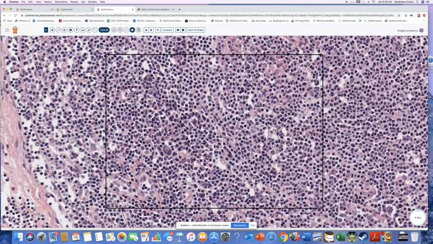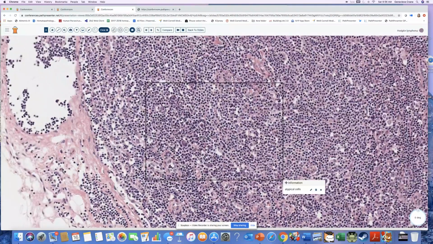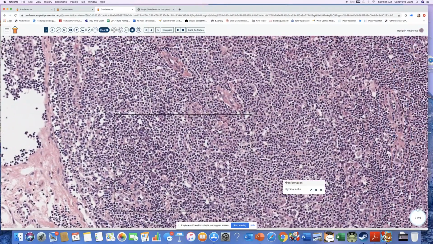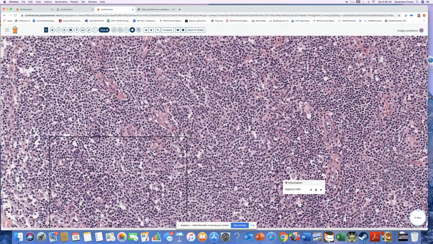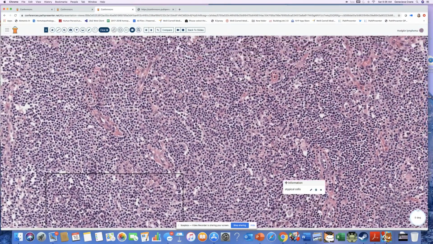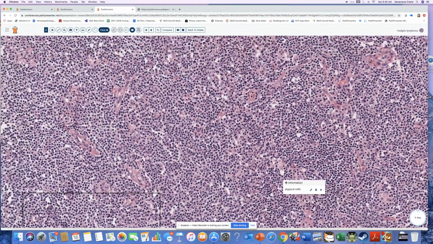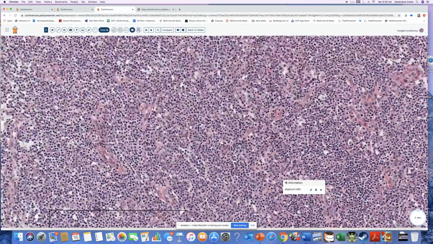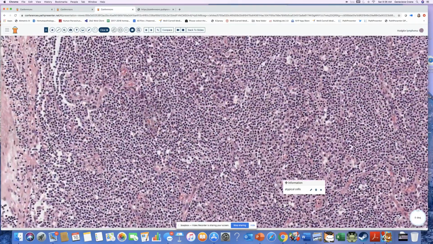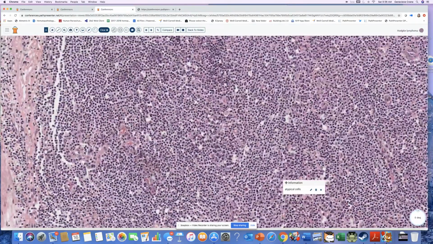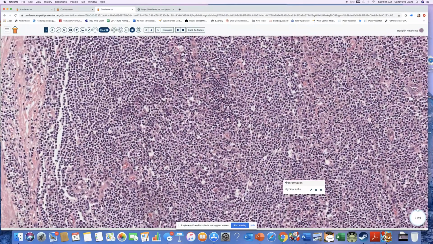The background infiltrate seems to be predominantly small lymphoid cells, occasional plasma cells we can see that have more eccentric nuclei and a deep blue cytoplasm and that paranuclear hof. There's also occasional eosinophils, although they're not prominent, and interspersed macrophages are here, although are not incredibly prominent either.